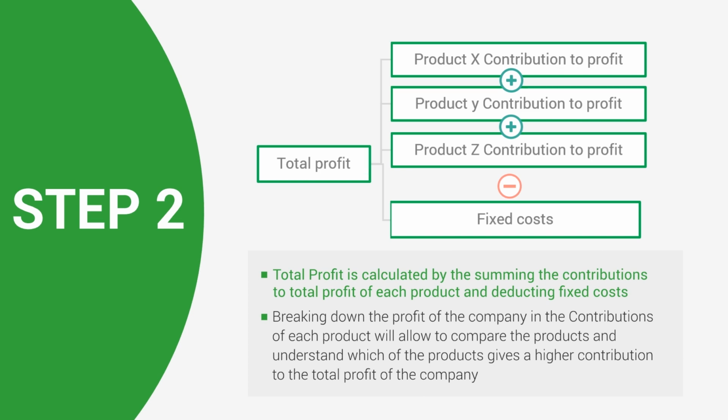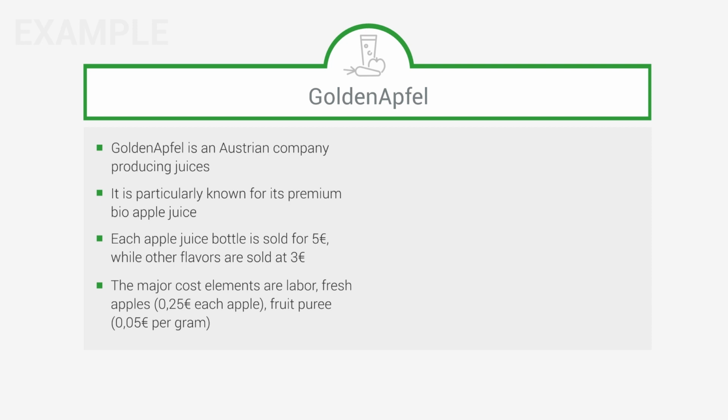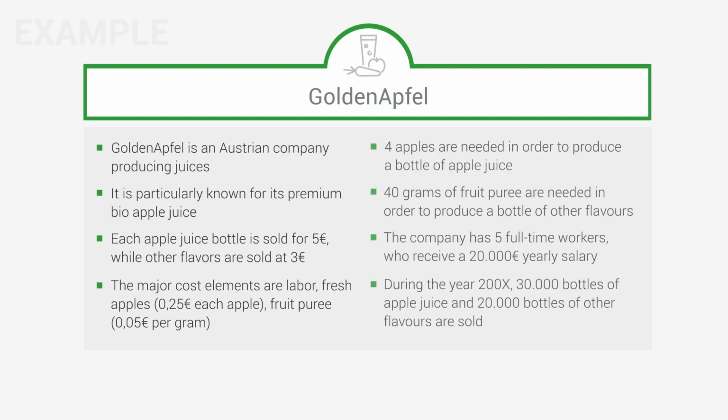Let's consolidate what we have just learned with an example. Golden Apfel is an Austrian company producing juices and being particularly well known for its apple juice. Each bottle of apple juice is sold for €5, whilst other flavors are sold for €3. The major cost components are labor, fresh apples at 25 cents per apple, and fruit puree at 5 cents per gram. 4 apples are needed to produce a bottle of apple juice, and 40 grams of fruit puree are required to produce a bottle of another flavor.